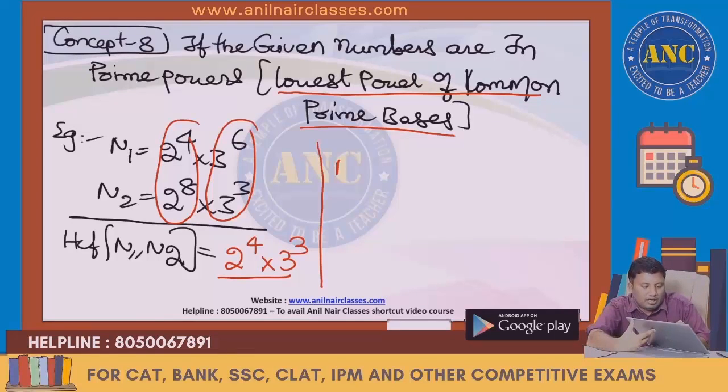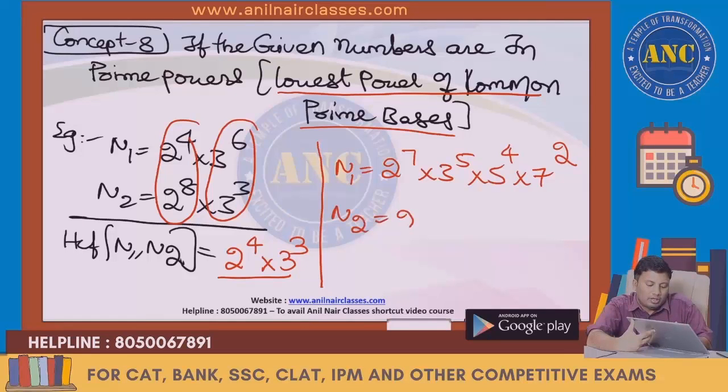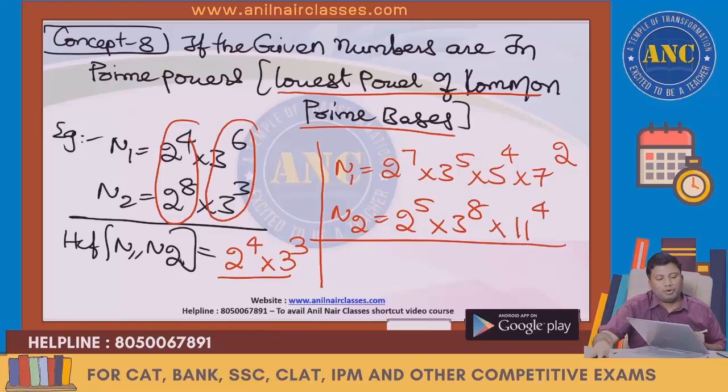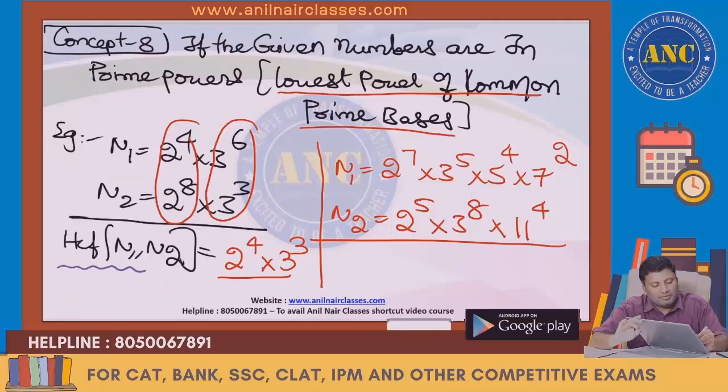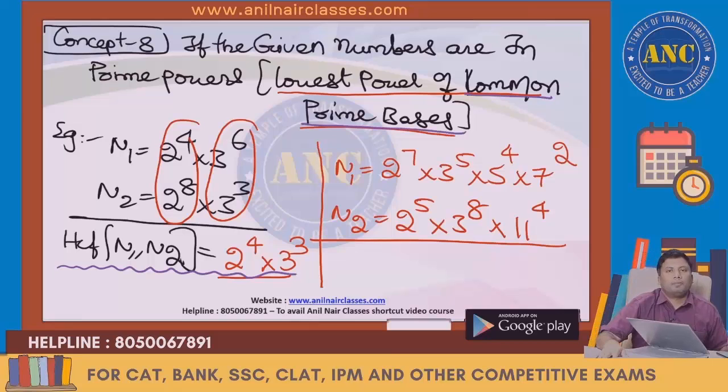Another example, n1 is equivalent to 2 power 7 into 3 power 5 into 5 power 4 into 7 square. n2 is equivalent to 2 power 5 into 3 power 8 into 11 power 4. HCF always takes the lowest power of the common prime bases.